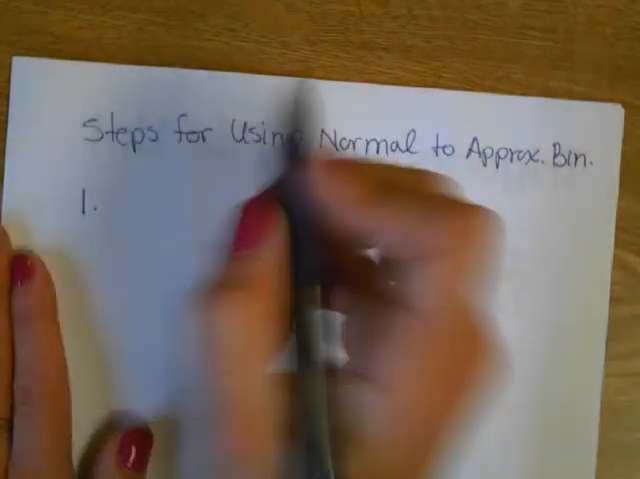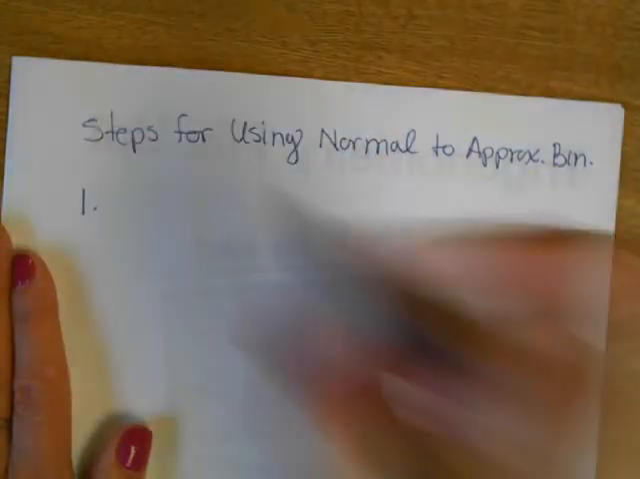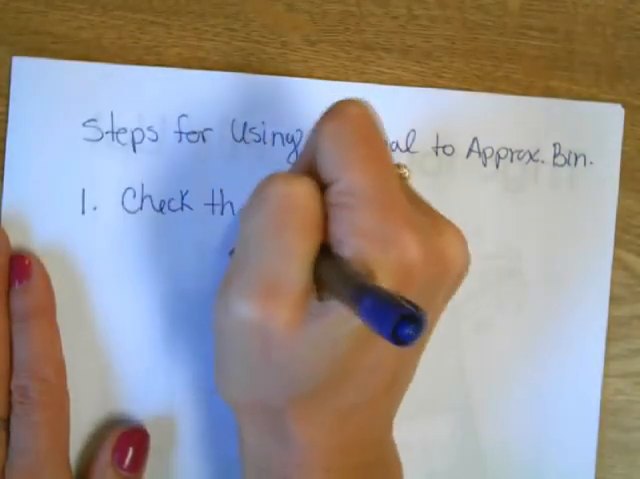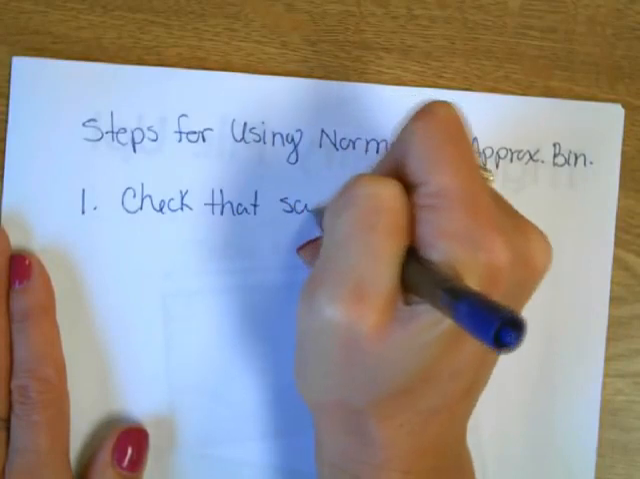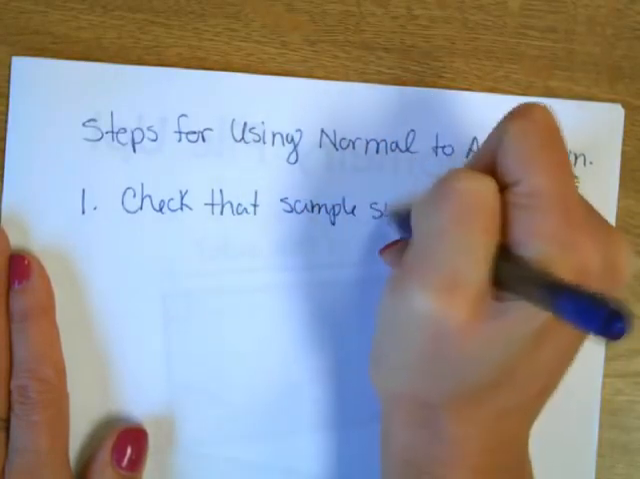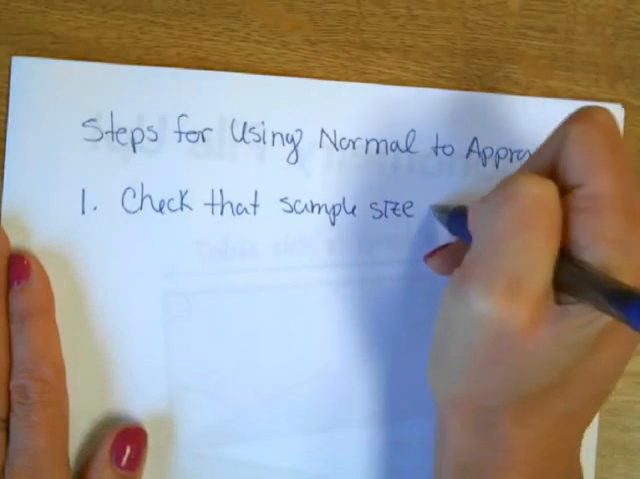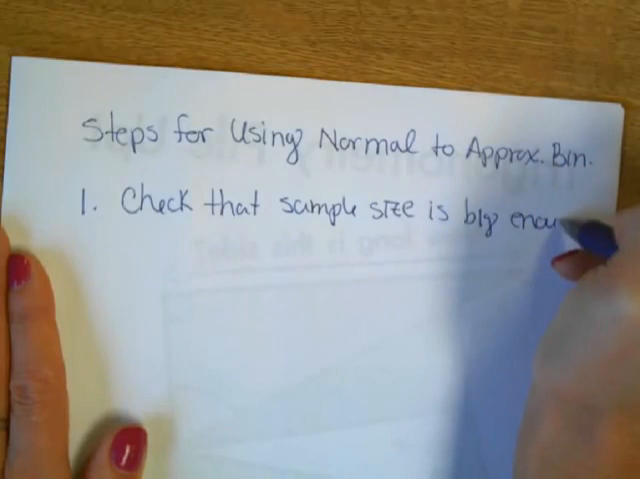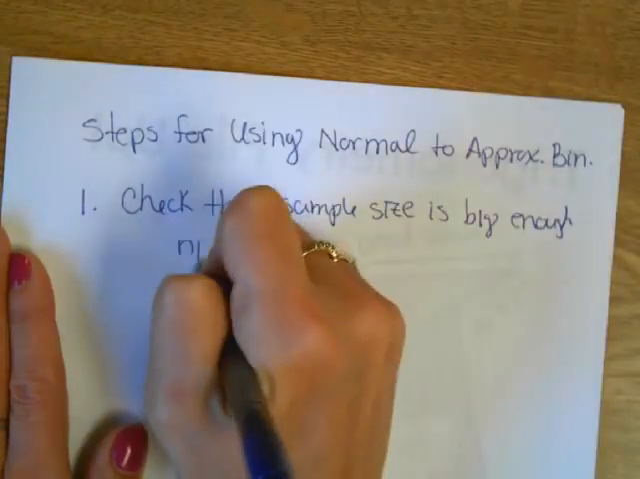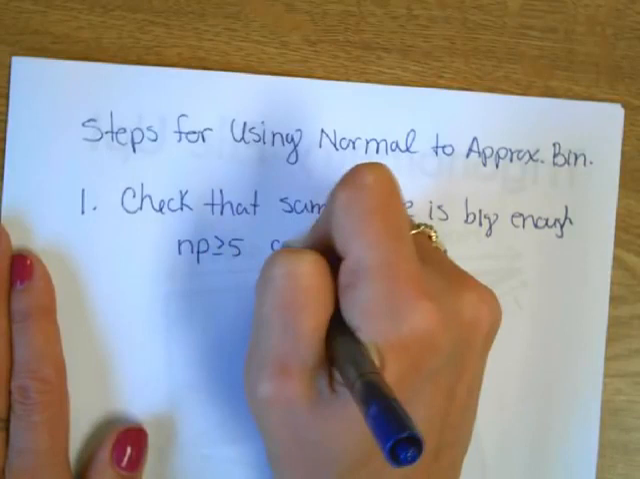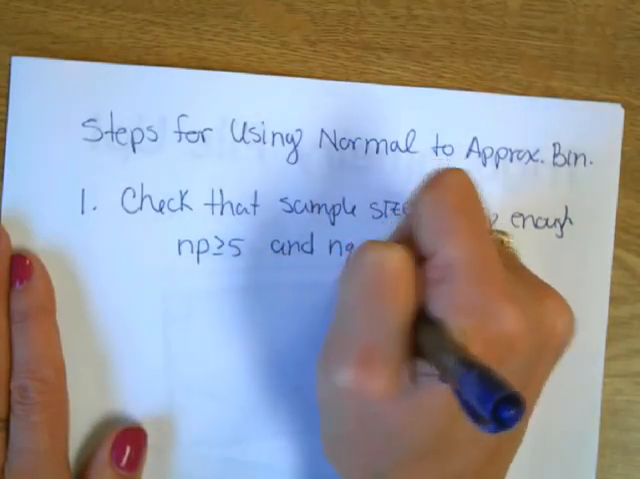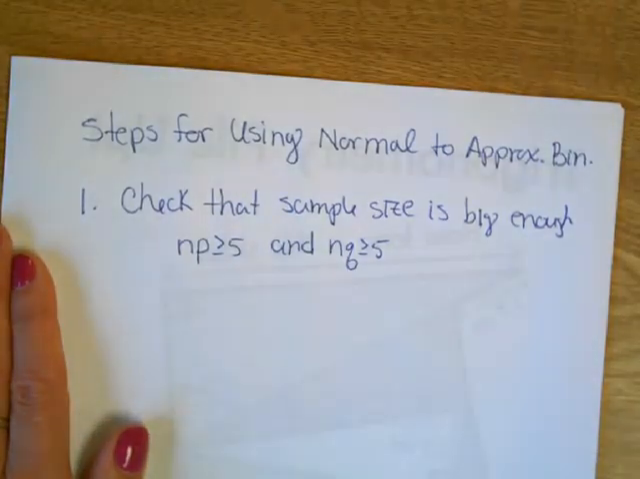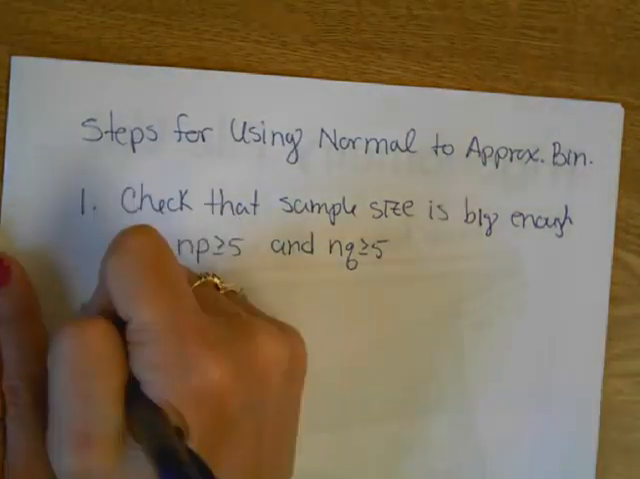Okay. The first thing you want to do is check that the sample size is big enough. And I told you how to do that already. That's n times p has to be greater than or equal to 5, and n times q has to be greater than or equal to 5. If not, then you have to go back and use your binomial formula. If they are big enough, you continue on.